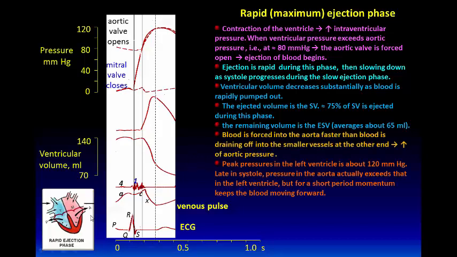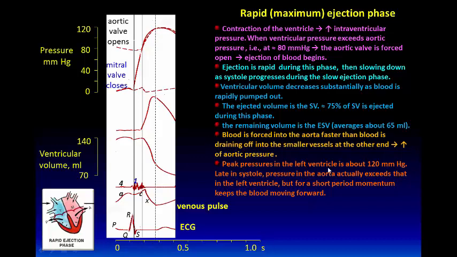So blood is ejected into the aorta and is forced into the aorta faster than blood is drained off into the smaller vessels at the other end, and this results in an increase in the aortic pressure. So this curve is the aortic pressure curve. So the aortic pressure here is 80 at the end of the isometric contraction phase, and during the rapid ejection phase, what happens? The aortic pressure increases.